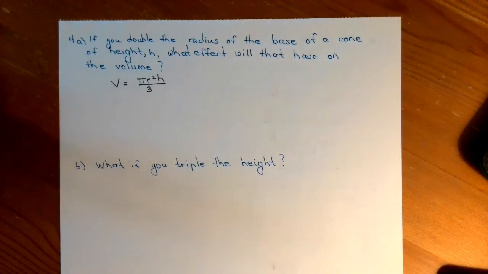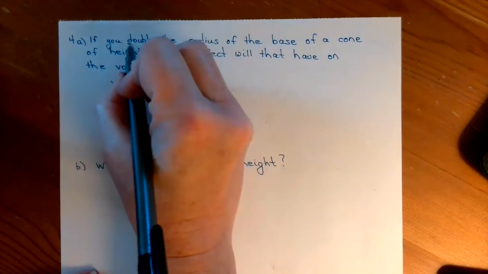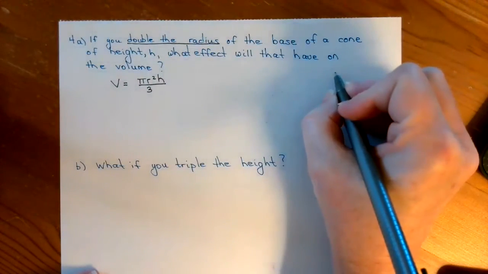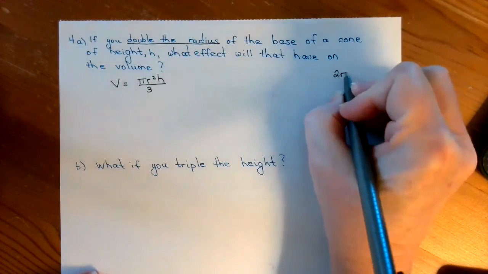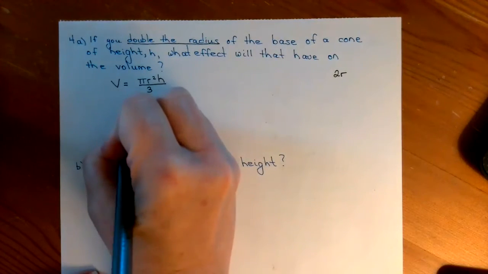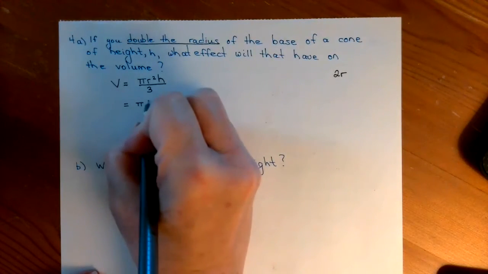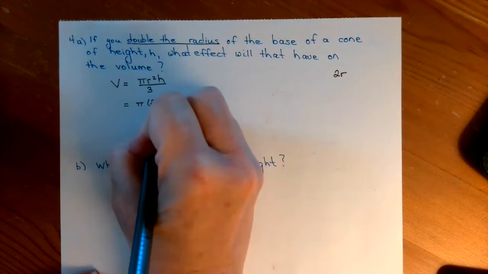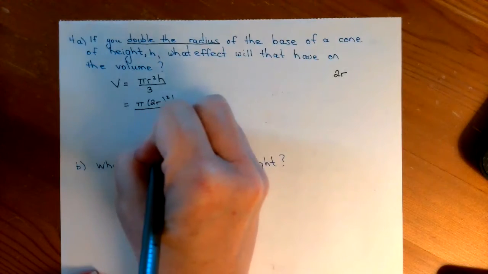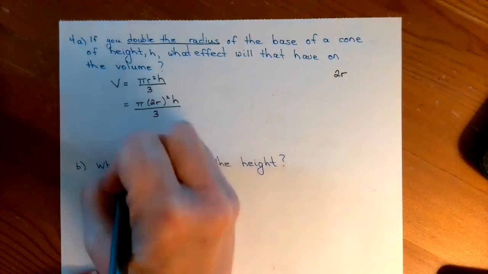So in this case, we want to double the radius. So that means instead of r, we're going to have 2r, double the radius. So I'm going to do pi times 2r all squared times h all over 3.